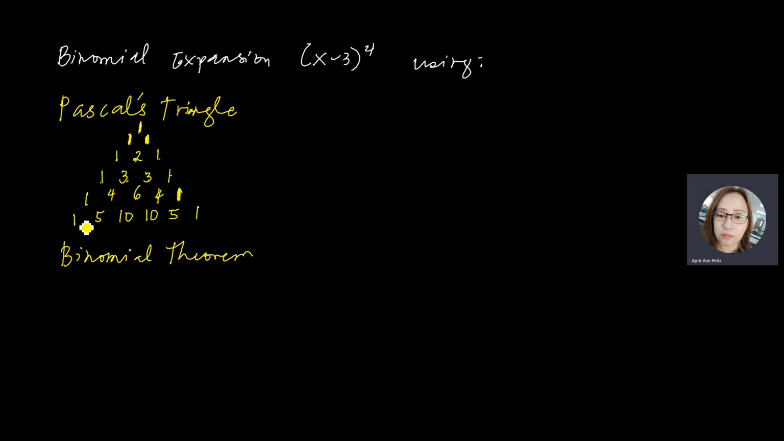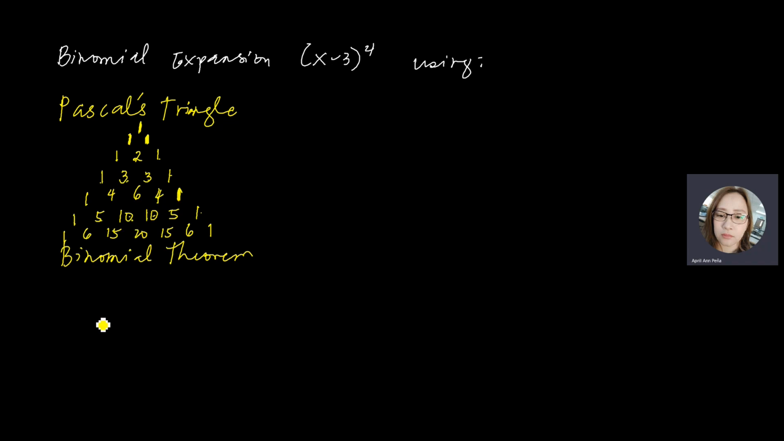What else? We can actually continue this. So 1 plus 5 is 6. 5 plus 10 is 15. 10 plus 10 is 20. 10 plus 5 is 15. 5 plus 1 is 6. Then 1 again on both sides. You can actually continue the pattern, as many rows as you want.